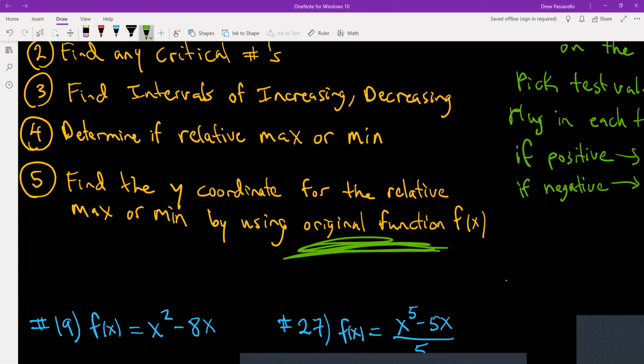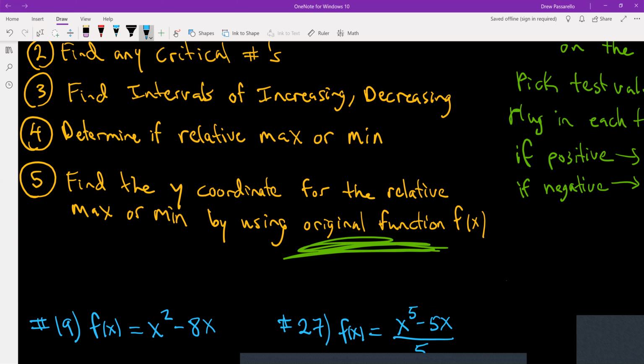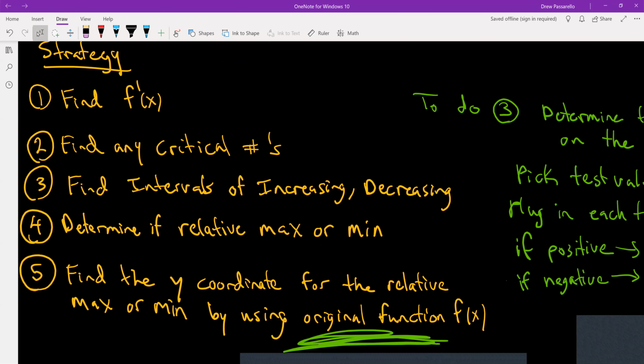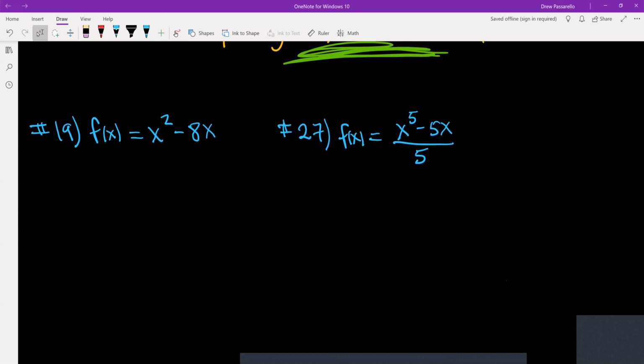This is key: you do not plug it into its derivative. That would give you 0. That would defeat the purpose. All right, so those are the steps. In general, find the derivative, find critical numbers, determine the intervals of increasing, decreasing, determine if it's a relative max or min based on the switch of signs for the intervals and its derivative. And then last, you find the y coordinate that goes with the relative max or min. All right, so I'll be working these 2 examples in this video, and then I'll do 2 more examples in the next video that will involve trig functions.